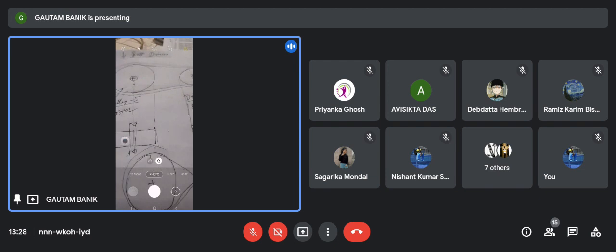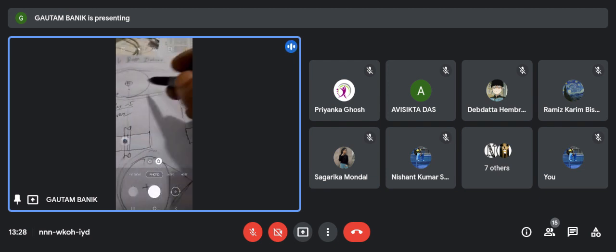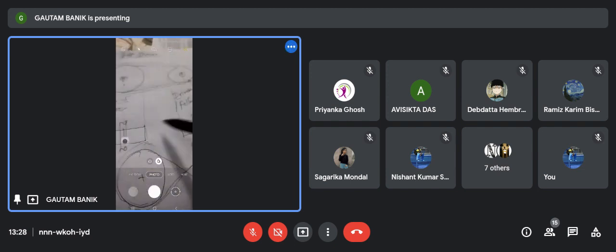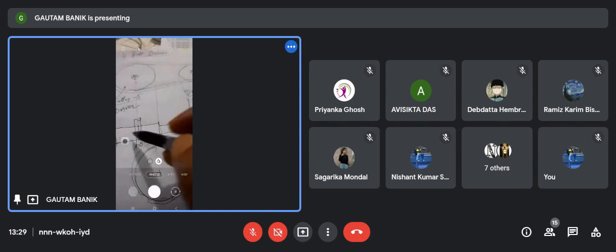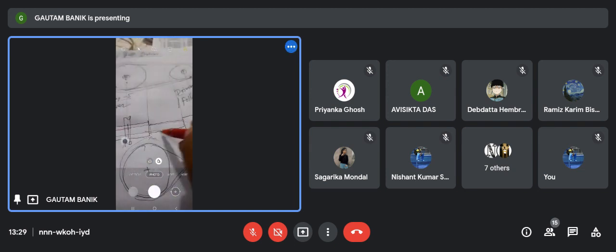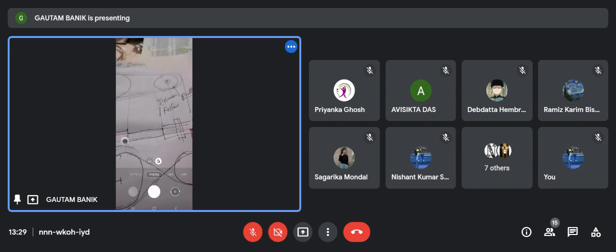So the distance between the two pulleys, from center to center, is called the center distance. Center distance. And the belt is like this. The height is smaller than the width of the pulley. This is the belt. This is the belt mounted on this. This is the total figure.